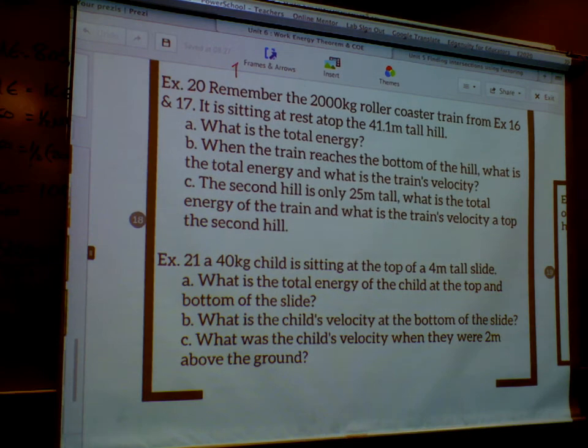So 21 down here. A 40 kilogram child is sitting atop a 4 meter tall slide. What's the total energy of the child at the top of the slide? What's the child's velocity at the bottom of the slide? What was the child's velocity when they were 2 meters above the ground? Okay.